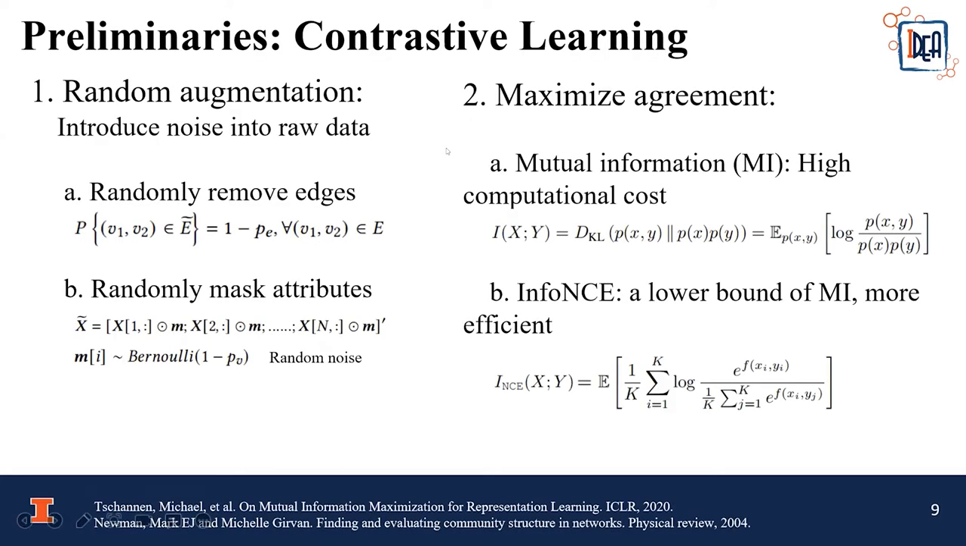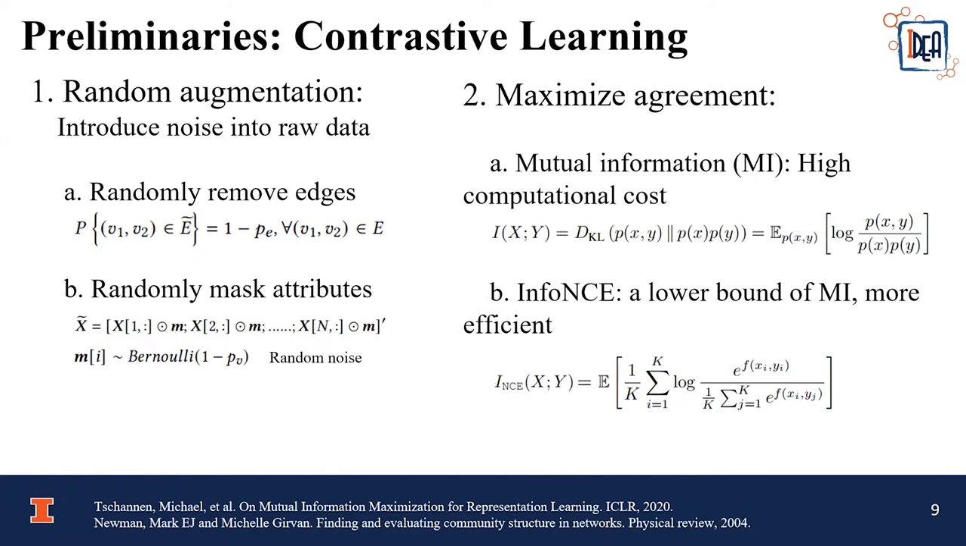Then I will introduce the preliminaries used in this paper. The first is about contrastive learning. Contrastive learning can be separated roughly into two steps. First, we conduct random augmentations to the raw graph. In the random augmentation, we introduce noise into the raw data roughly in two ways. First, we remove some edges randomly, and we also mask some attributes.